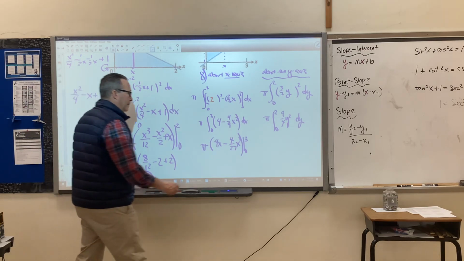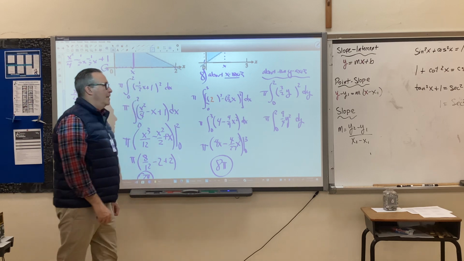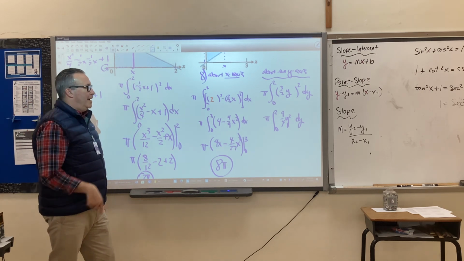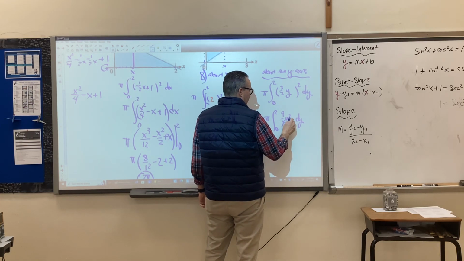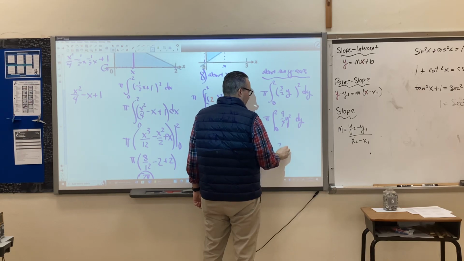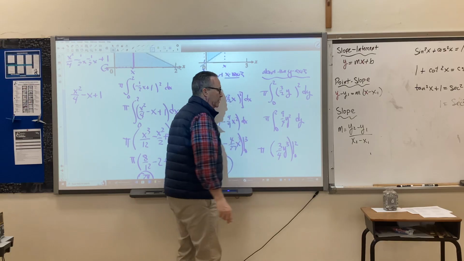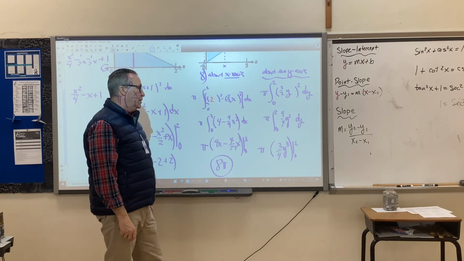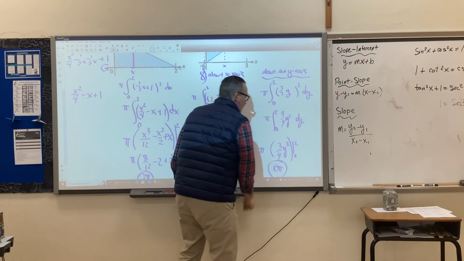Not so bad. This one, add 1 to the power, divide by the new power, so what is that? 9/12, 3/4. Put 2 in, get 8, divided by 4, get 2, 6 pi.